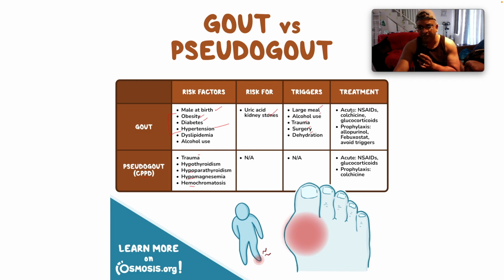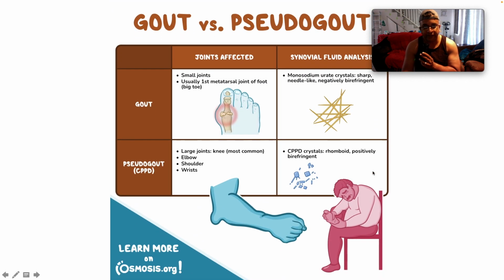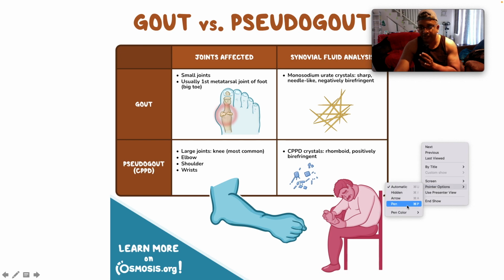Treatment of gout, we stratify into the acute phase and prophylaxis. Acutely, you want to use your non-steroidals for that acute inflammation. Colchicine as well has been used in times past, and glucocorticoids. Prophylaxis is in the way of allopurinol, which is a xanthine oxidase inhibitor, febuxostat, and avoiding your triggers. We also have pegloticase in refractory disease. In pseudogout, we use non-steroidals and glucocorticoids, just like in the acute phase of gout, and prophylaxis as well with colchicine.